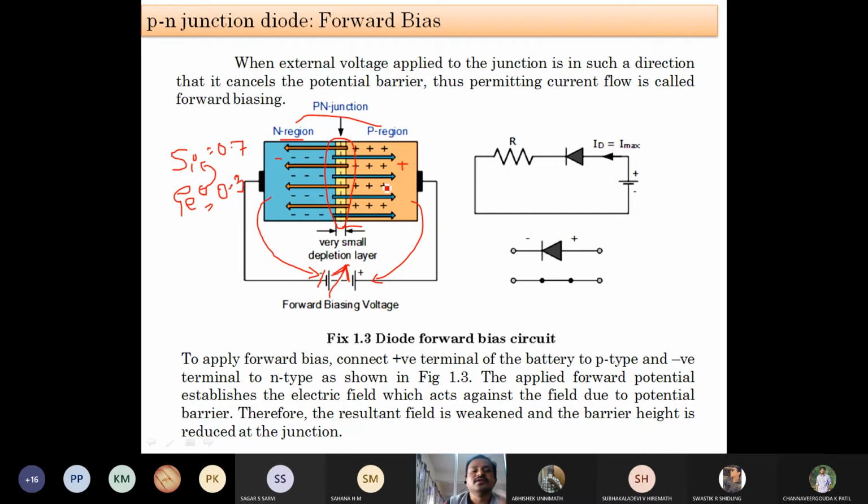So if you want a diode to work as a conductor, because semiconductor is nothing but it lies in between the characteristics of what?